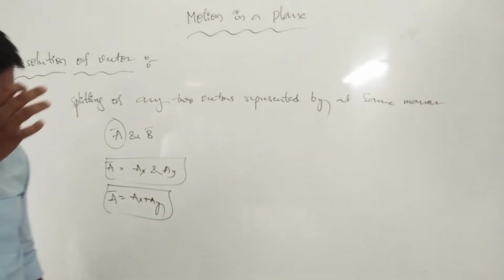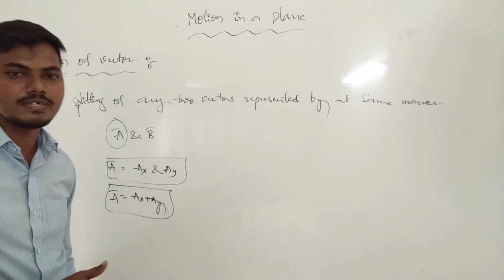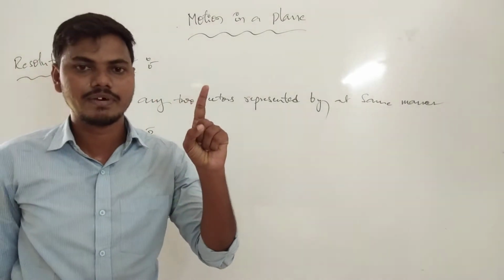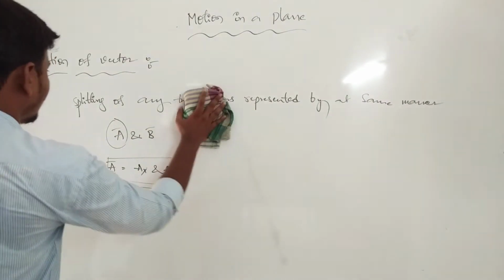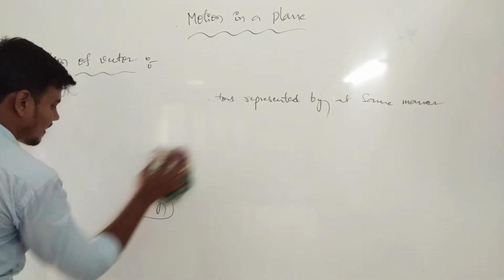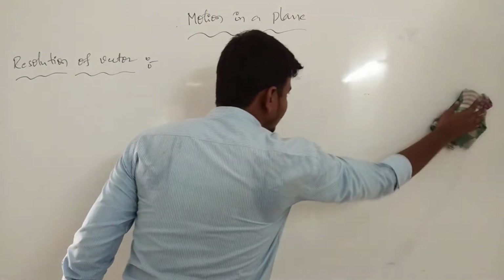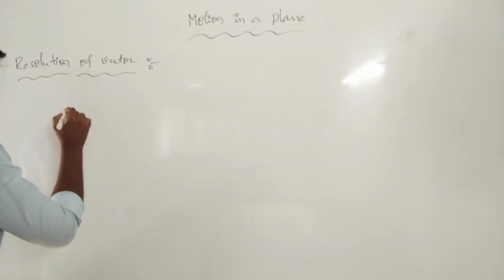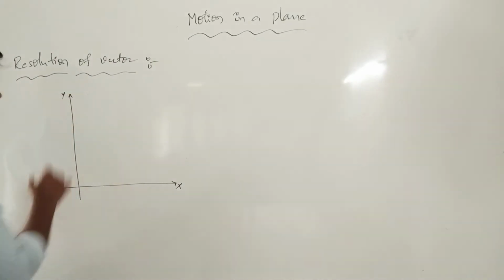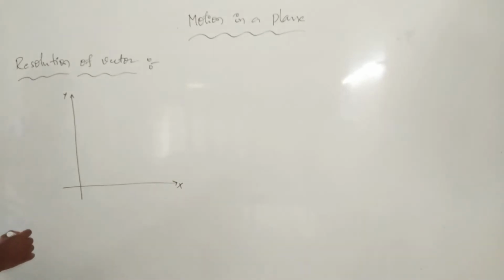In resolution of vector, we introduce two things: first the magnitude and second the direction. We are going to the magnitude in resolution of vector. Clearly we can observe the graphical method, the graph of resolution of vector, at x-axis and at y-axis. For example, I choose this as the origin point.